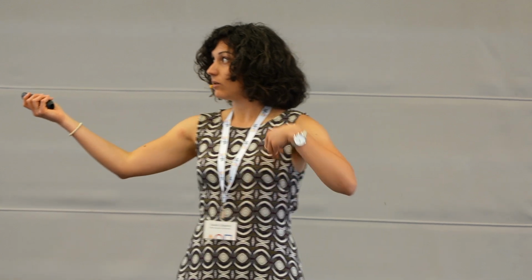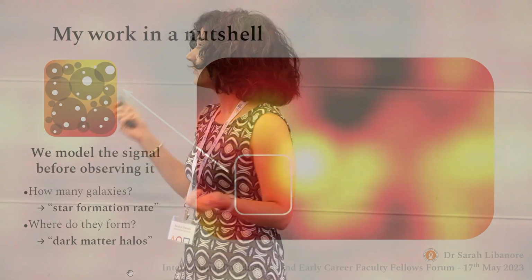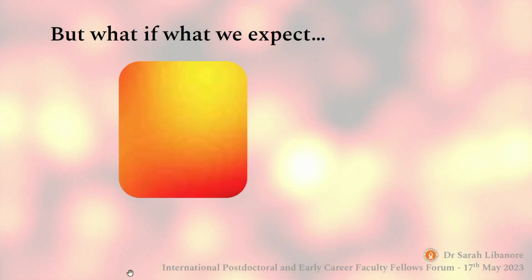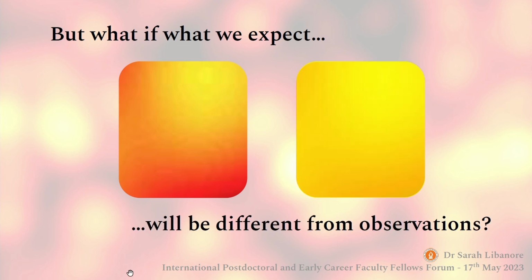So we want to combine the information on the star formation rate with the information on the distribution of these dark matter halos, and we want to predict the signal that these line intensity mapping surveys will observe in the future. But what will happen if the signal that we observe turns out to be different from what we would expect? Well, you can guess the answer.